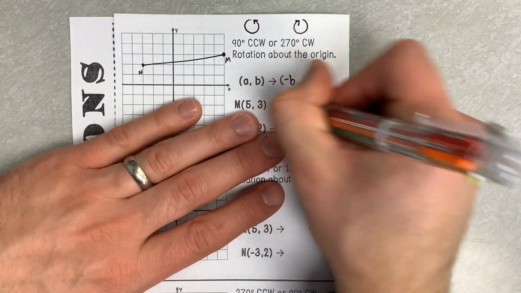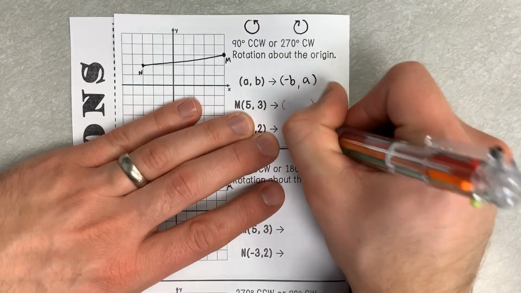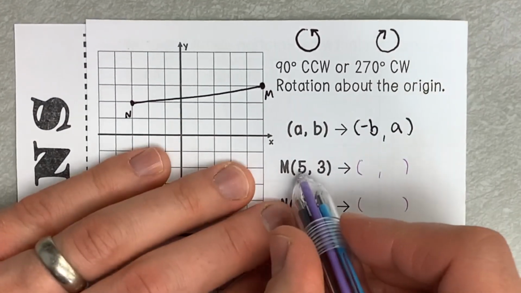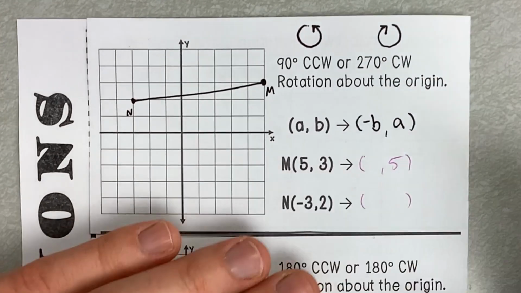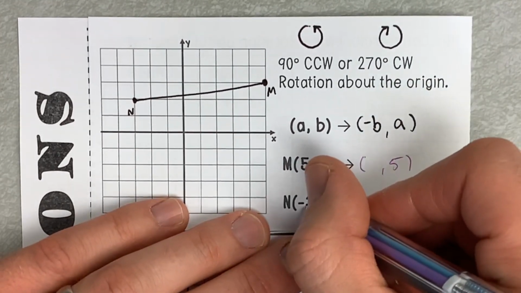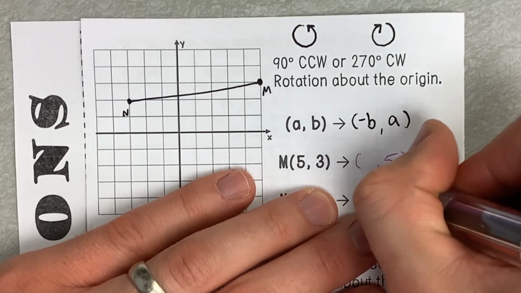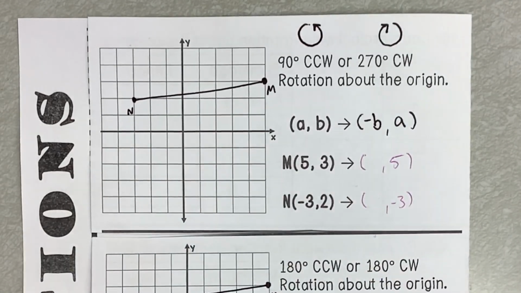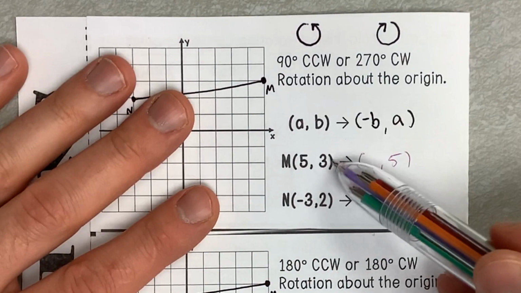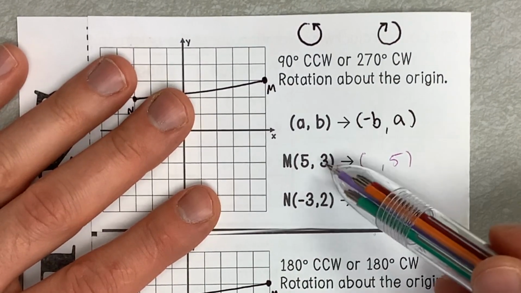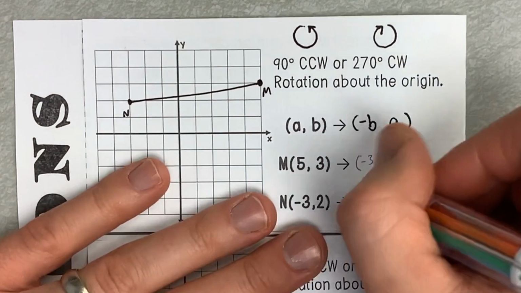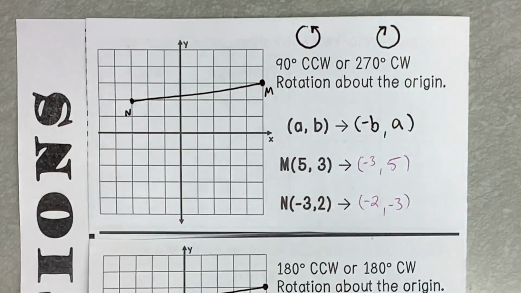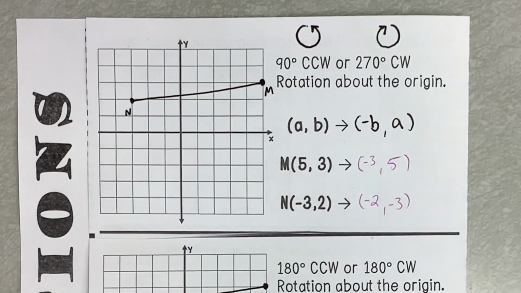So M, if I want to find my new M, I'm going to take my x value, put it in the back, keep it as is. I'll do it again. New N, right? Take my x value, put it in the back as is. But now I'm going to take the y value, the b, and I'm going to put it in the front, and I'm going to take the opposite. So if it's a positive 3, I make it a negative 3. If it's a positive 2, I make it a negative 2, and that's it. Now we can graph it and call it a day.